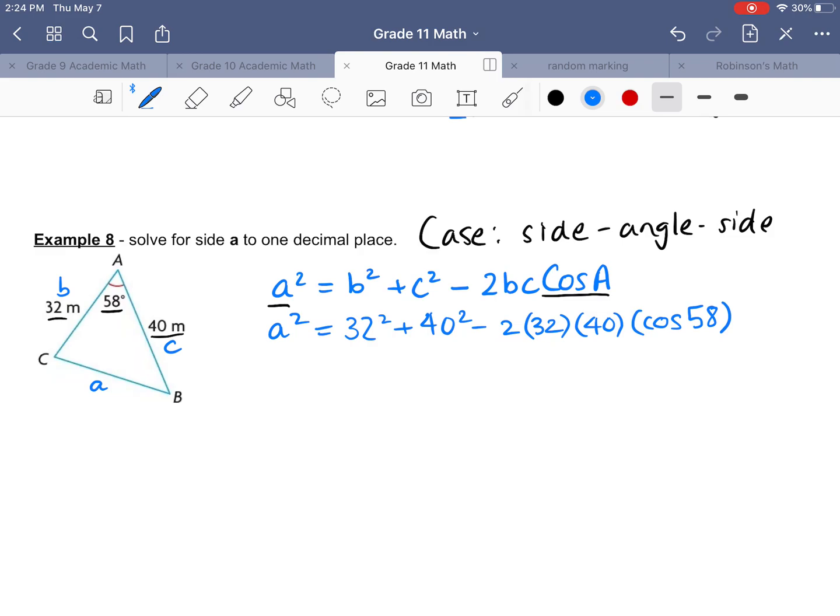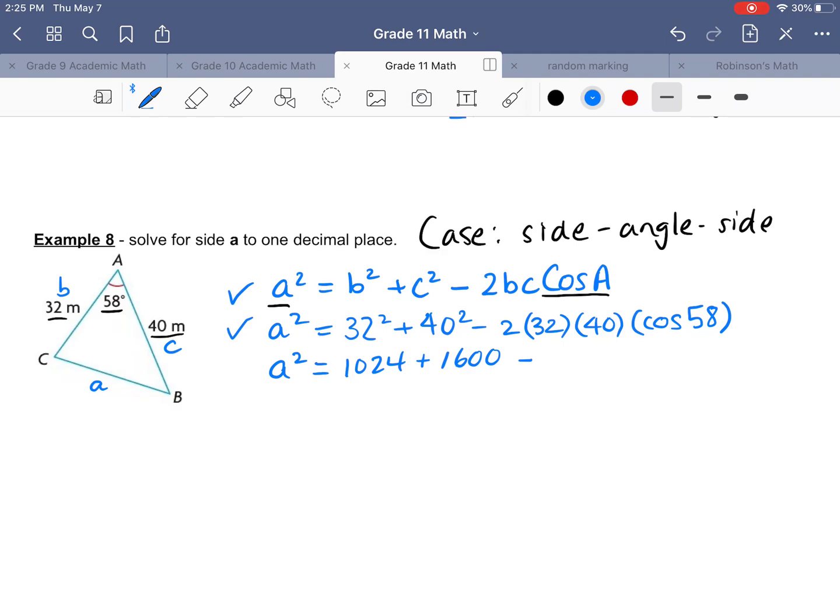Okay, so our next step is we're going to simplify a bit. Now, many of you can actually just write down the formula, do all your substitutions, and then do it all in your calculator in one go, and that's great if you can do that. Some people will like to write out some more steps before they do that, though, so we're going to do that. So 32 squared is 1,024, 40 squared is 1,600, and we have this big chunk at the end, so 2 times 32 times 40 times cos 58.